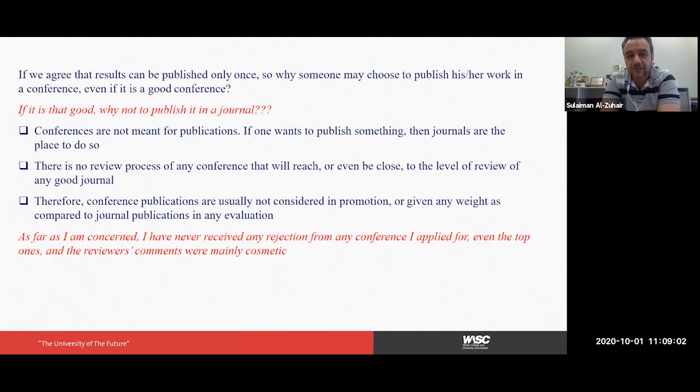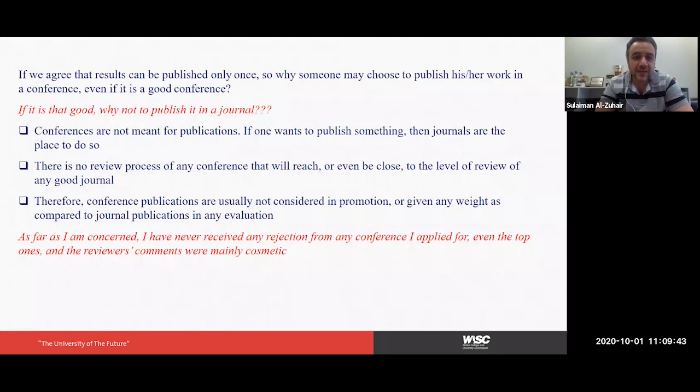Conferences are not meant for publication, as I mentioned. There's no review process of any conference that I'm aware of that will reach or even be close to the level of the review of any good journal. And for that reason, the results that you present in a conference paper are regarded as not very reliable compared to the results that you put in a research paper or a journal article. You can publish immature work in a conference. You can publish wrong work in a conference because the idea, as I mentioned, is not to publish, but for other reasons, as I explained.